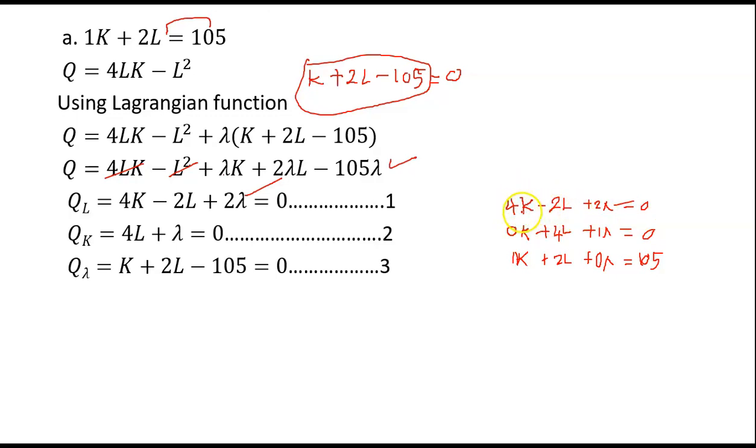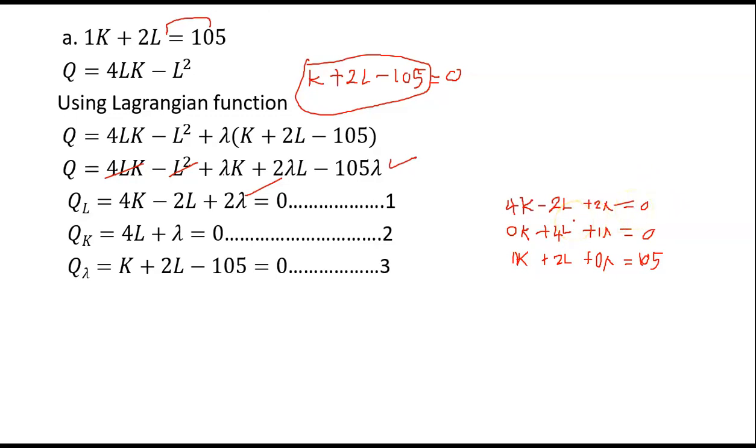The coefficient of k is 4, so press 4 and press equal to. Then what's the coefficient of l? The coefficient of l is -2, so just click -2. Then you press equal to sign. What is the coefficient of lambda? The coefficient of lambda is 2, right? So you just press 2 and press equal to sign again. Then what is the constant here? 0, so you press 0 and press equal to sign again.